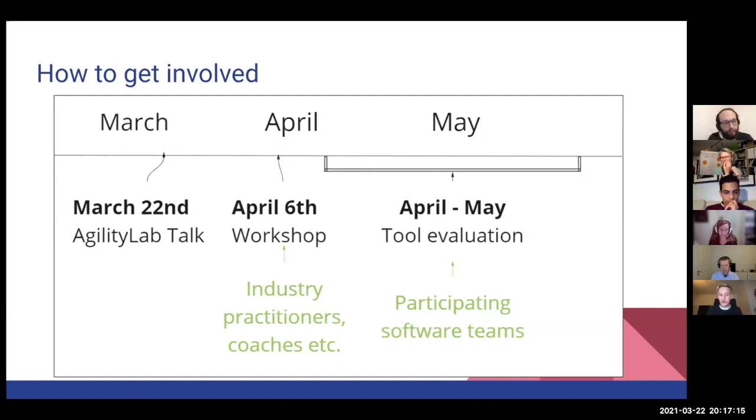And on the 6th of April, we'll be having a workshop with a lot of industry practitioners, agile coaches, and more, talking about some of the things that we've been talking about today, but trying to convert them into more actionable tools that we can maybe use for working with psychological safety as a part of our everyday work. After this, we'll have a period in April and May where we're trying to do some tool evaluation with a bunch of software teams that are going to participate and try out one to many of these different tools in practice and see how they work.